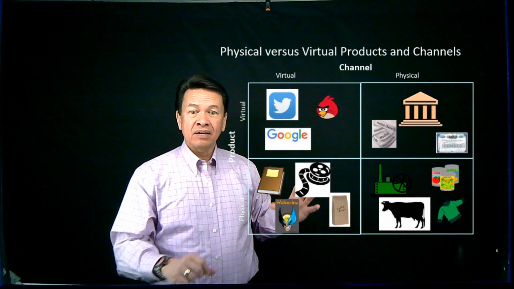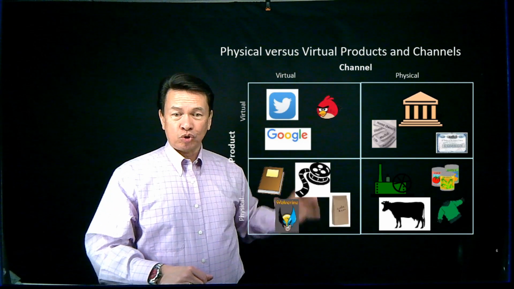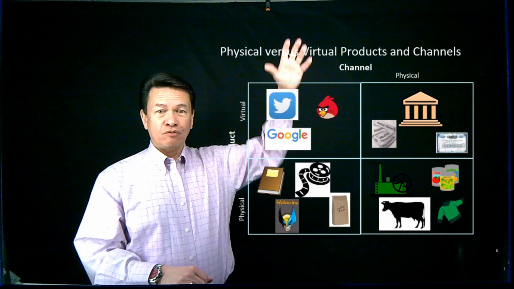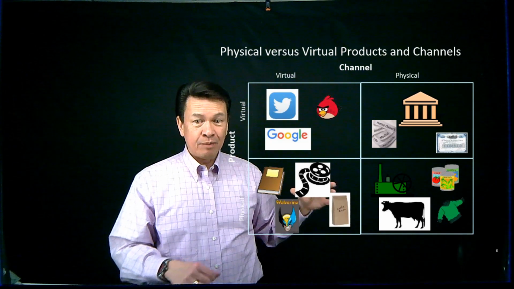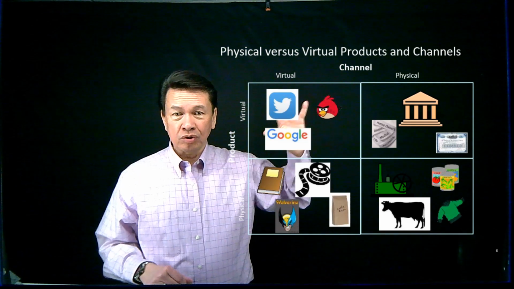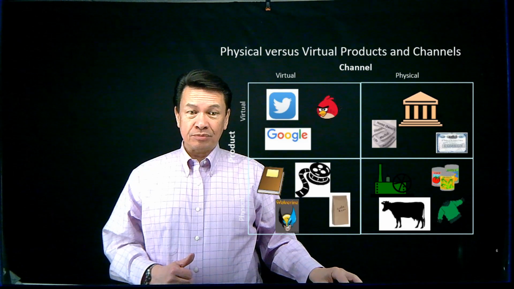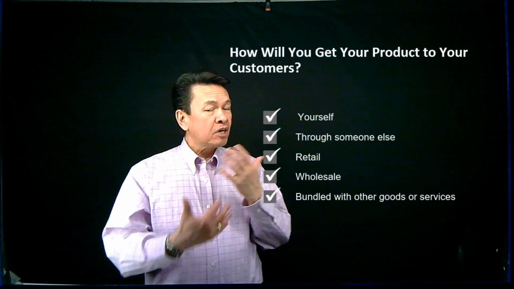And then you've got physical products sold in a virtual channel. So that would be going to a virtual channel like Amazon and buying a physical product like a book. And then you've got the virtual, I guess you've got Twitter, you've got Google, some of those kinds of mechanisms, okay? So a couple things to think about.